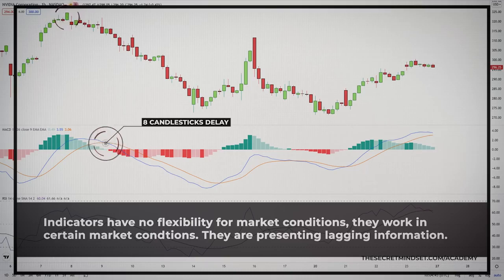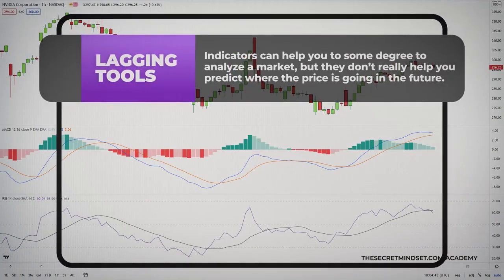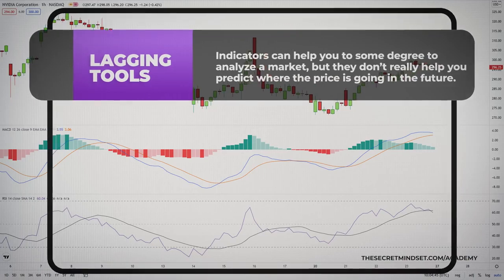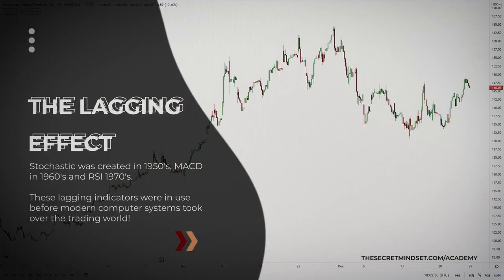Stochastics, MACD, and a load of other indicators are presenting you with lagging information. They may look pretty on your chart and can help you to some degree to view a market, but they don't really help you predict where the price is going in the future. Indicators show you what has happened in the past, but they won't tell you what price is going to do in the future. Indicators used to be a powerful tool, but those days have passed.